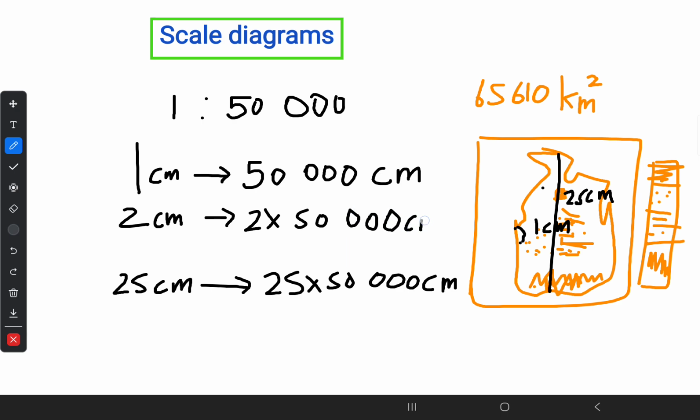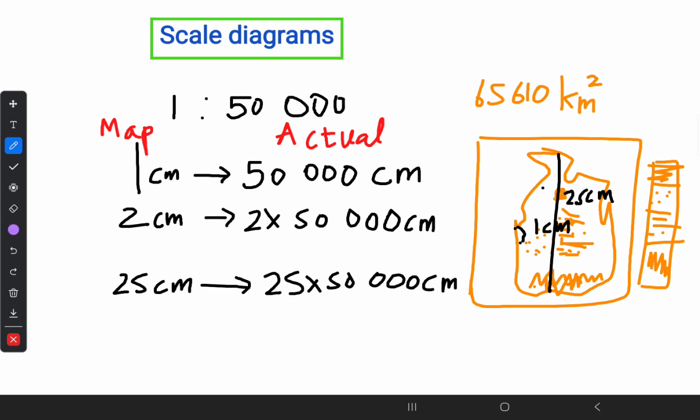On the left hand side we have the map scale. But on the right hand side we have our actual scale. In the map, when we measure 1 centimeter, in the actual world that is 50,000. In the map 2 centimeters means in the actual world 2 times 50,000, that means 100,000 centimeters. On the map scale, if we measure a length from somewhere to somewhere, 25 centimeters, in the actual world that is 25 times 50,000 centimeters. This is the conversion we have to do to identify the exact distance.